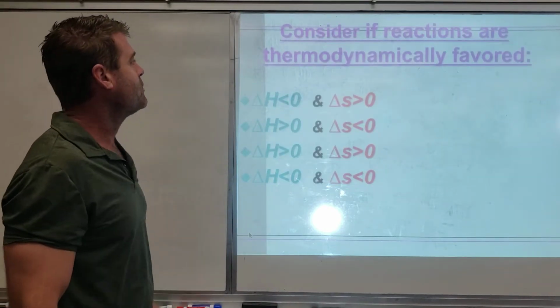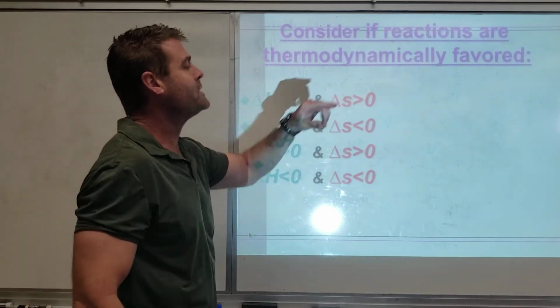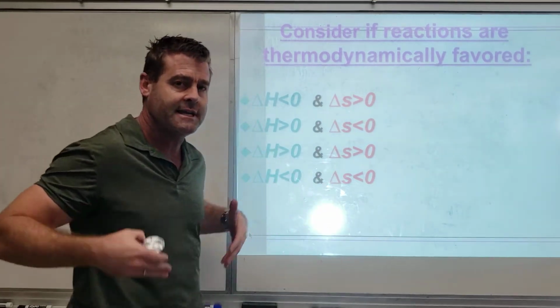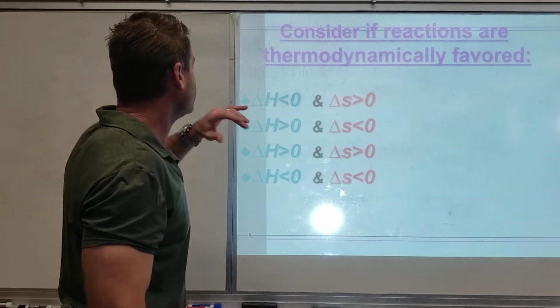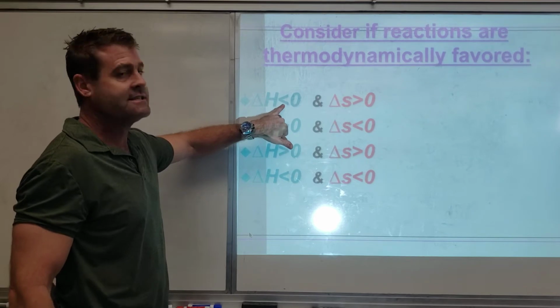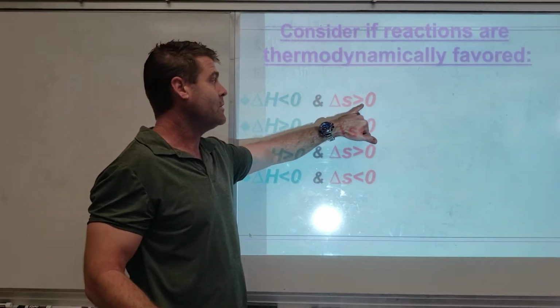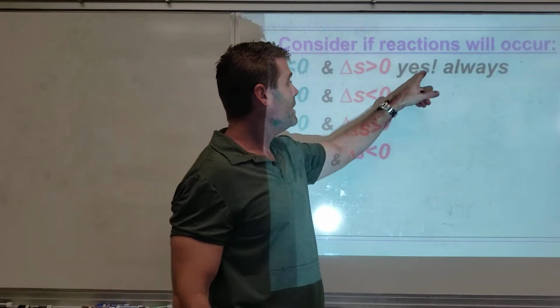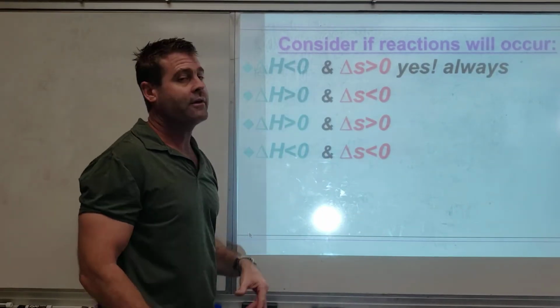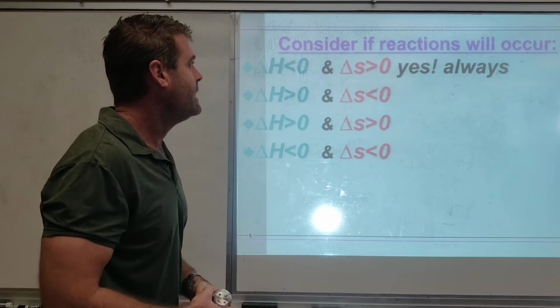So we want to consider if the reactions are what we call thermodynamically favored. That's what we mean by spontaneous. It's going to happen on its own. So if you have a condition where the delta H is less than 0, that means it's negative, it's exothermic, and the entropy increases, that means it's disordered. You guys, will that occur or not? Always, it will always occur, because both factors contribute toward that occurring.